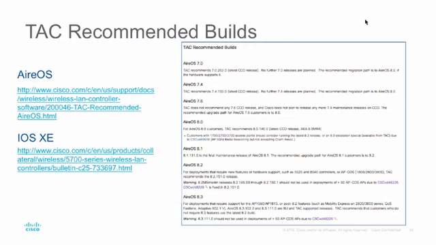And the great thing is that you can get a link to that and go look at what was fixed and make sure that that's not going to affect your environment. And then the last link there is IOS XE. If you're running a 3850 or 5760 and you're running the wireless LAN controller in it, we do still have recommended builds for those as well.